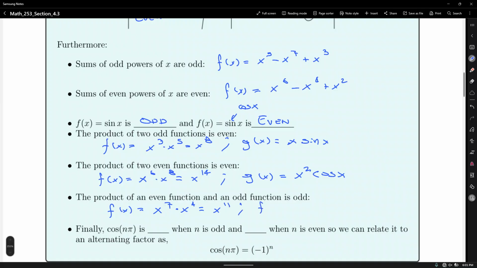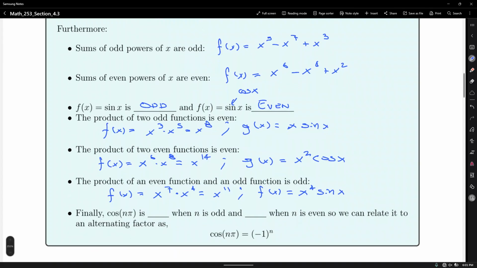What about f of x equals an even function, x to the 4th, times sine x? Isn't that another odd function? Okay, so odd times even, in this case, is an odd one. All right. Okay.